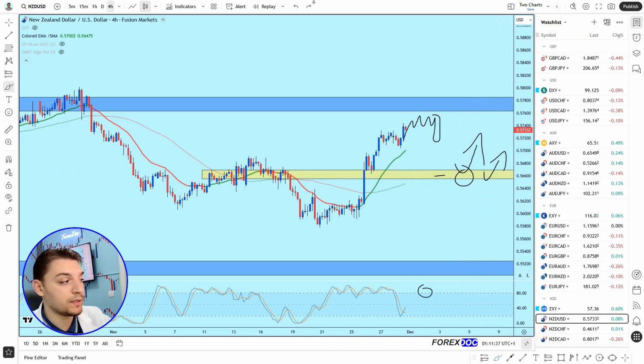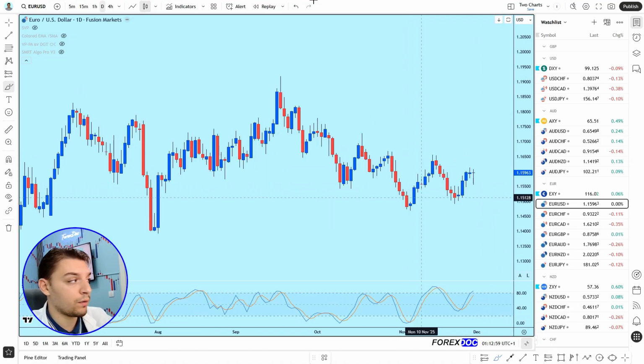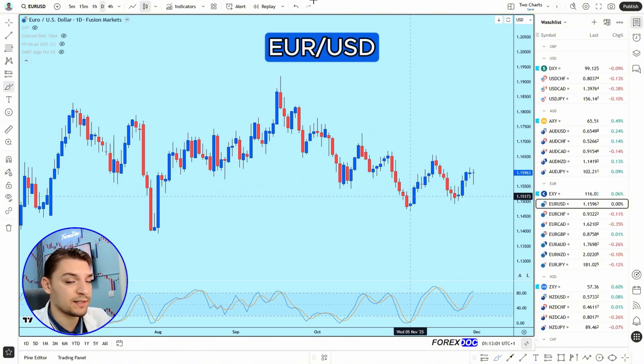But on a daily time frame, we said that we have a downtrend. So if we decide to buy here, that will be a counter trend trade. So in this case, we don't want to have too high a take profit, but anyway, it can still be our plan. This structure here on the daily time frame for Euro US dollar is not very good.